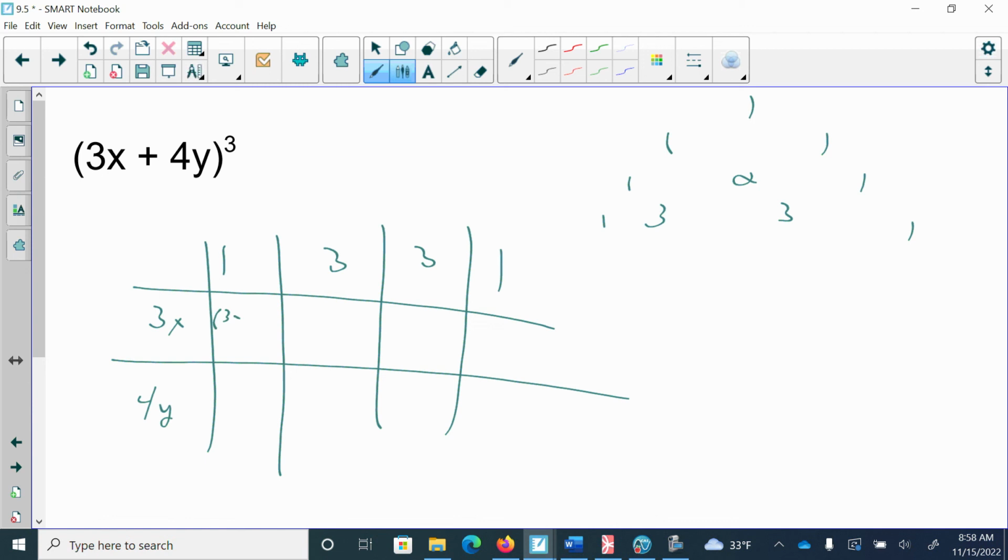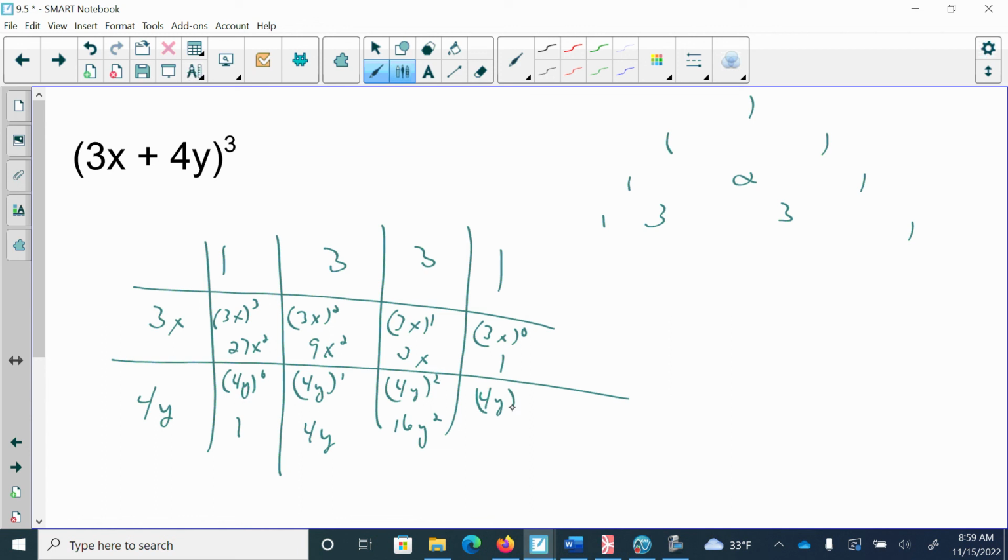So this is going to be 3x to the 3rd, which is 27x cubed. Then I have 3x squared, which is 9x squared. 3x to the 1st, which is just 3x. 3x to the 0, which is just 1. Then this one is going to be 4y to the 0, which is 1. Then 4y to the first, which is 4y. 4y squared, which is 16y squared. Then 4y to the third, which is 64y to the third.